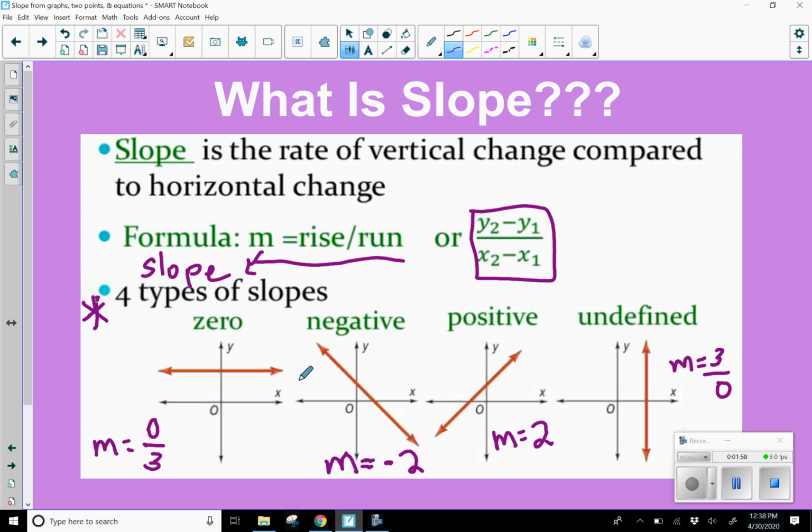And then over here we have a positive slope. So as it goes from left to right, you can see that it's increasing. It looks like you're going uphill. An example of a positive slope would be m equals 2. And then undefined. Well, we know that you can't divide any number by 0. If you try to divide any number by 0, you're going to get an error message on your calculator. So basically, any time that you end up with a number over 0, we call that undefined, and that would be a vertical line.